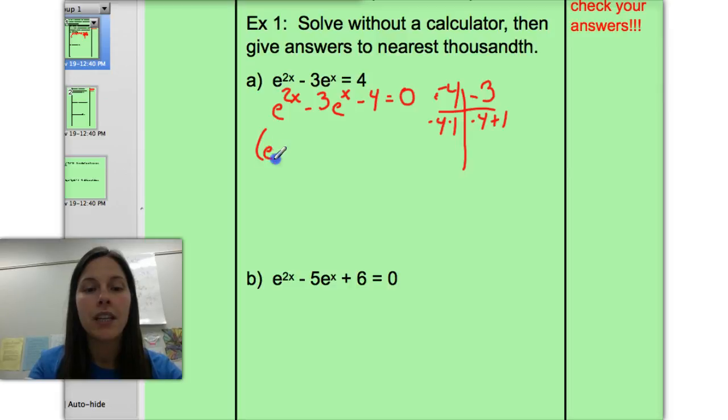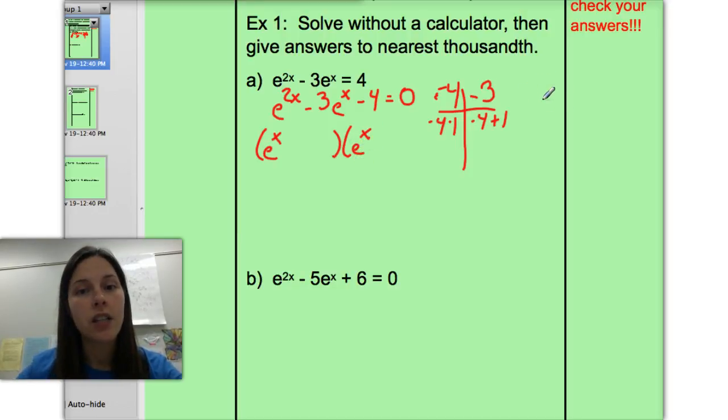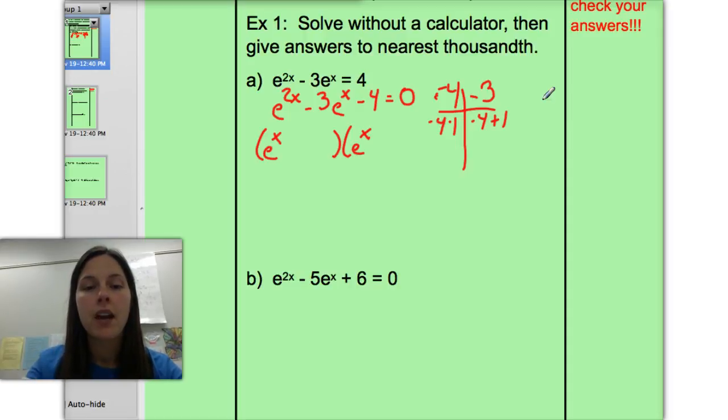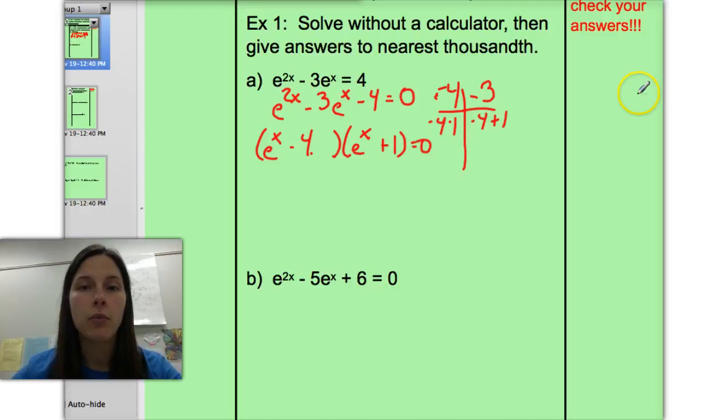It will be e to the x, because if you think about it, e to the x times e to the x gives you e to the x quantity squared, or e to the 2x, that's our first term, minus 4 and plus 1, just like normal, and we would get those middle terms when we FOIL. Now we've got a product equaling 0, so we can use our zero product property.